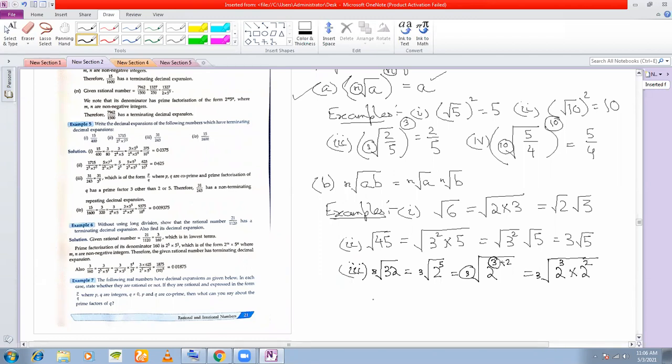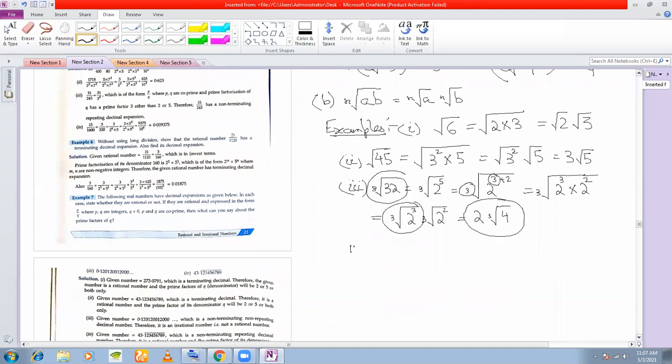Now from the above property, this can be written as cube root of 2 cube into cube root of 2 square. Now cube root of 2 cube clearly is simply 2, and this remains as it is. So the answer here, whether you write cube root of 32 or 2 into cube root of 4, is the same. Okay.